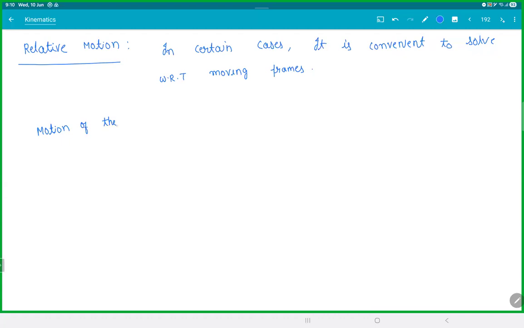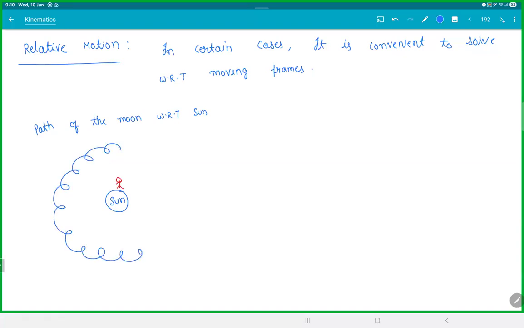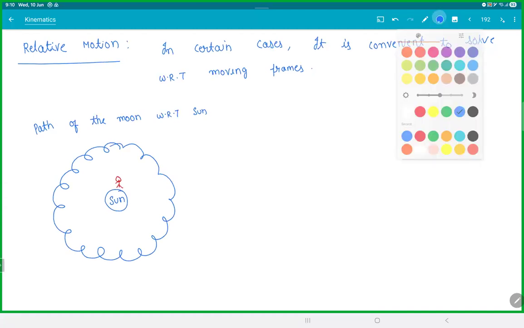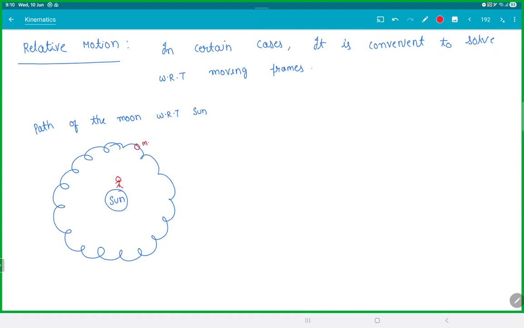Motion of the moon, or the path of the moon with respect to the sun. It looks really complex, meaning if you're actually standing on the sun and you try to look at the moon's motion, you will see the moon is going in some jalebi motion, isn't it? Ever seen this kind of thing? It looks like a jalebi. So the moon is going something pretty weird. It becomes very difficult to study this.